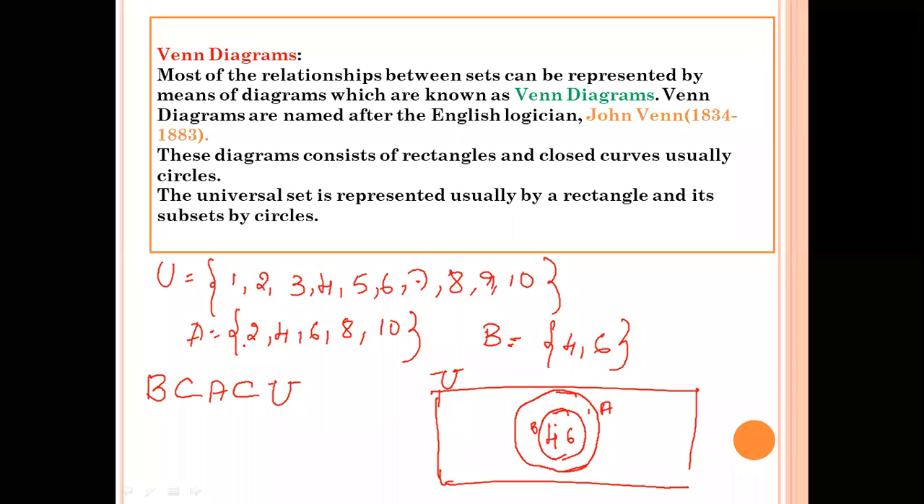Correct? So the elements in A, which are they? 2, 4, 6, 8, 10. So 4 and 6 are already there. What remains in A? 2, 8, 10. That you have to write in this circle.